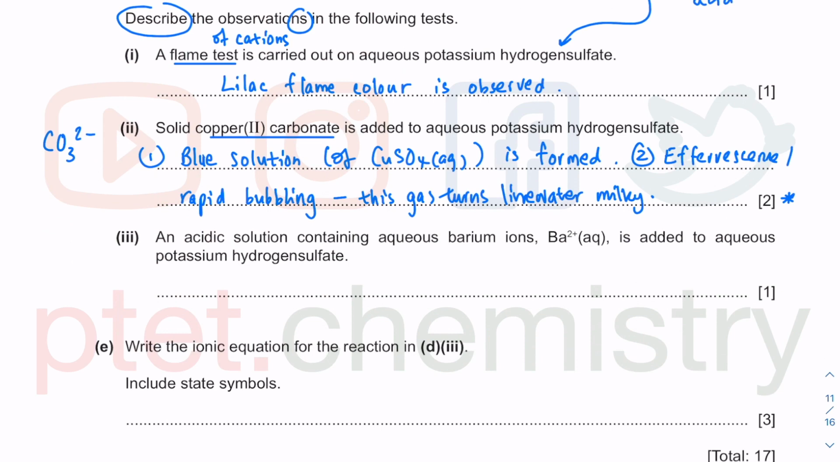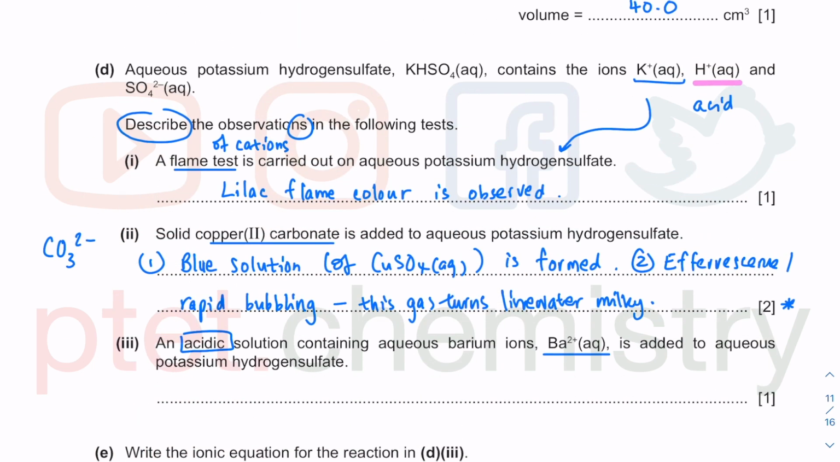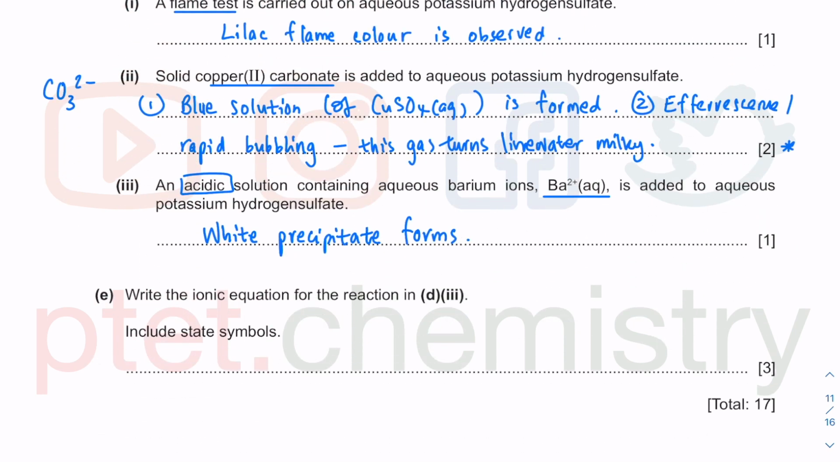The next one is going to be Ba2+, which has been acidified. This is usually used to test for sulfate, which we do have. We have SO4 2- when this potassium hydrogen sulfate dissociates in water. So we get a white precipitate forming. We are not allowed to use PPT other than in practical papers. So a white precipitate forms, as this is going to be the classic precipitation reaction. And this includes state symbols, write the ionic equation.